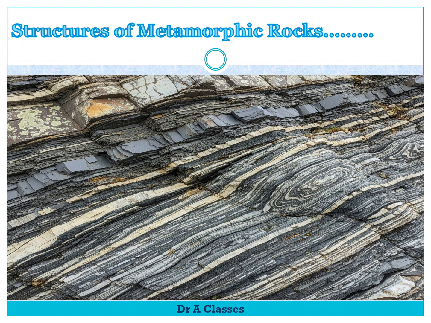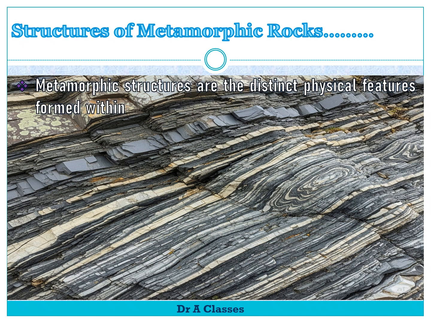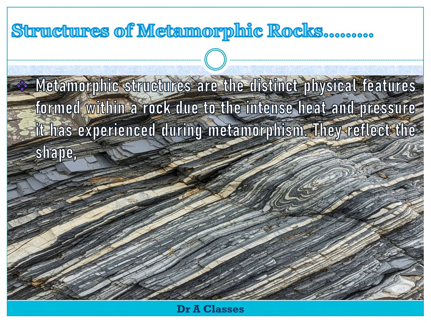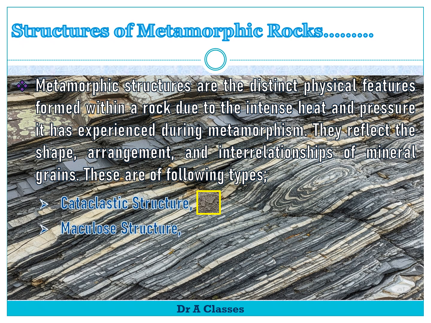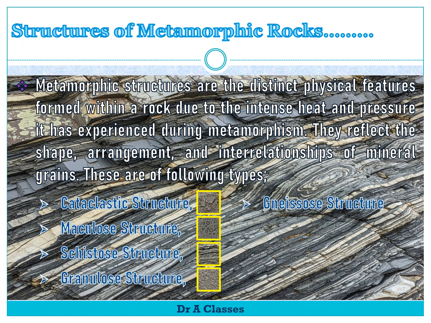Structures of metamorphic rocks. Metamorphic structures are the distinct physical features formed within a rock due to the intense heat and pressure it has experienced during metamorphism. They reflect the shape, arrangement, and interrelationship of mineral grains. These are of the following types: cataclastic structure, maculose structure, schistose structure, granulose structure, gneiss structure, xenoblastic structure, and ideoblastic structure.